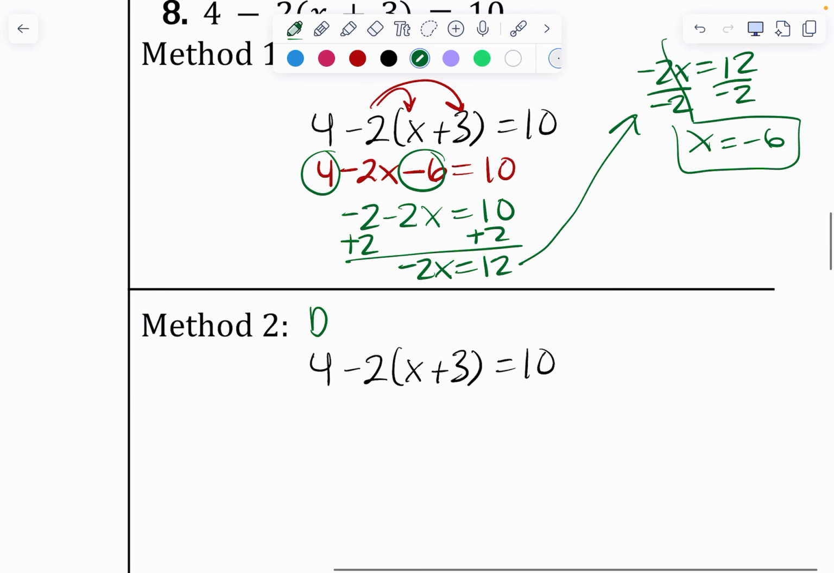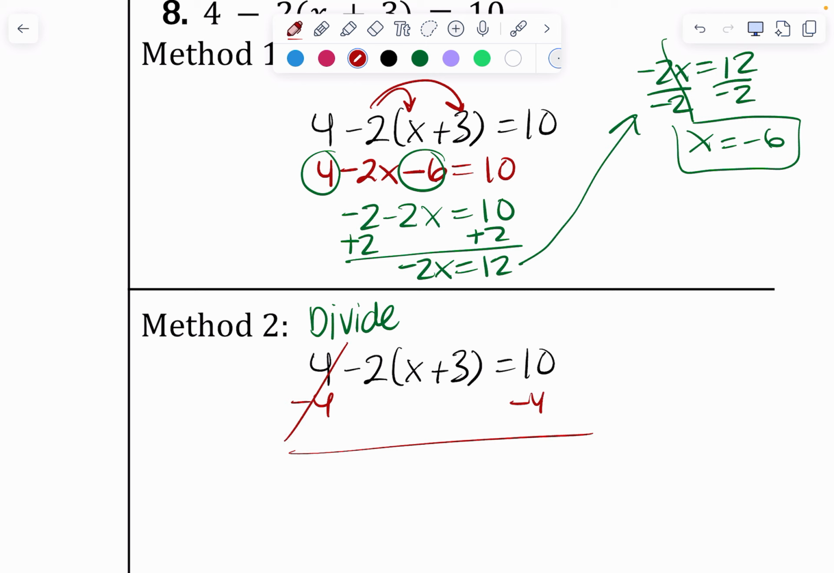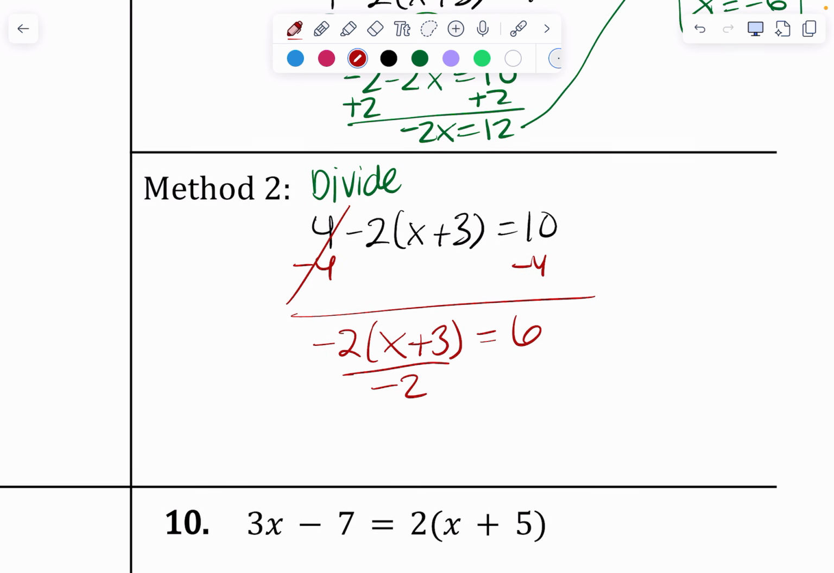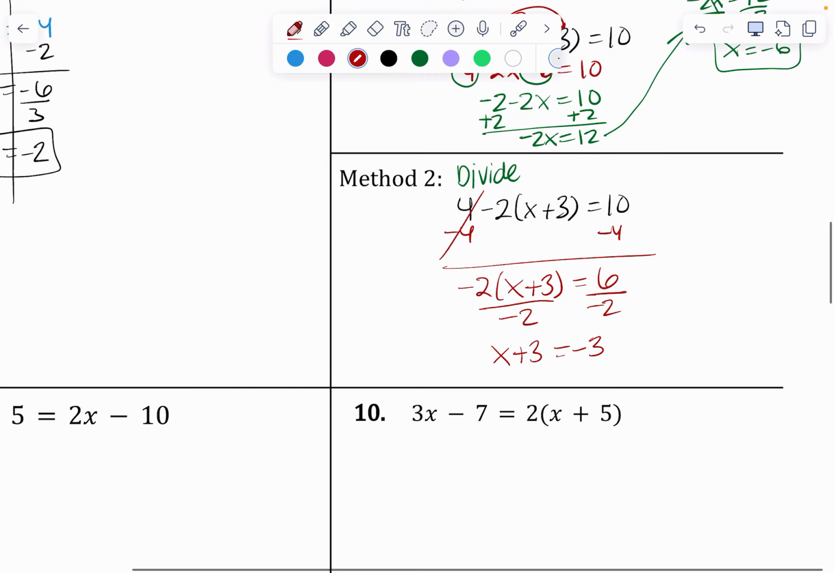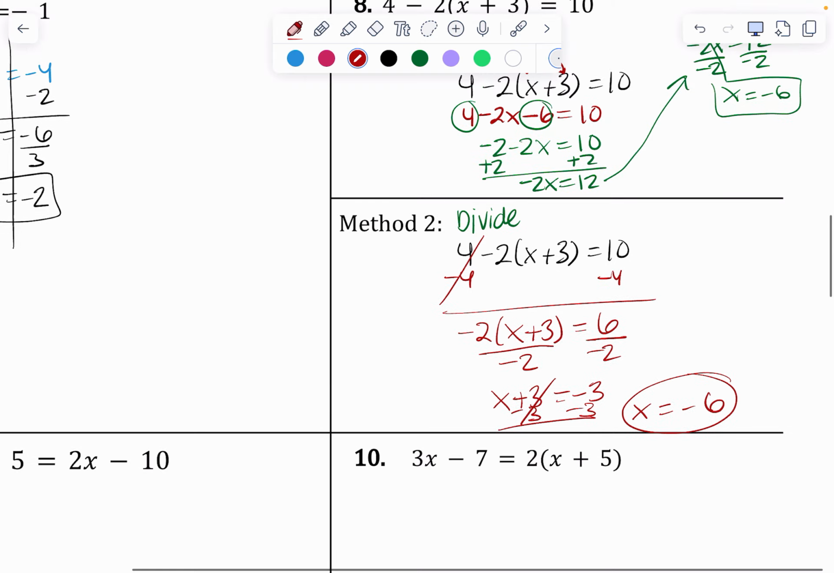Now, if I choose to do either method, I should be able to get the same answer. So before I divide, I need to get rid of this positive 4. So I'm going to subtract 4 to both sides, leaving me with negative 2 times x plus 3 is equal to 6. I'm going to divide by negative 2 to both sides. I'm left with x plus 3 is equal to negative 3. I'm going to subtract 3 to both sides, where I get x is equal to negative 6. I get the same answer.